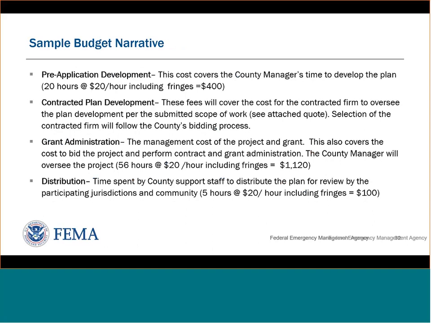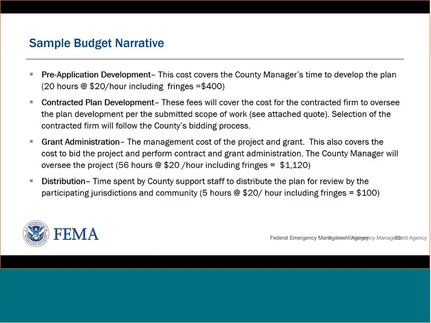So for example, the pre-application development was a cost line item, and in the budget narrative, it just provided a little bit more context in regards to how that number was derived. So here it shows that this cost covered the county manager's time to develop the plan. It was roughly 20 hours at $20 an hour, and it included fringes. So roughly the estimate was around $400. And then you can see each of these bullet points. It breaks it down in a little bit more detail again.